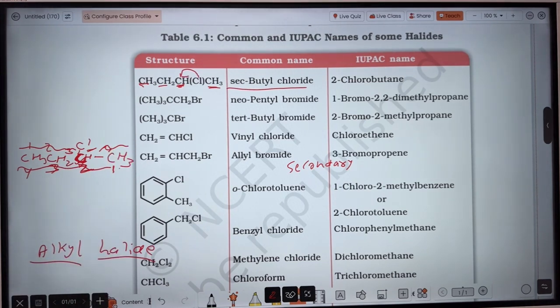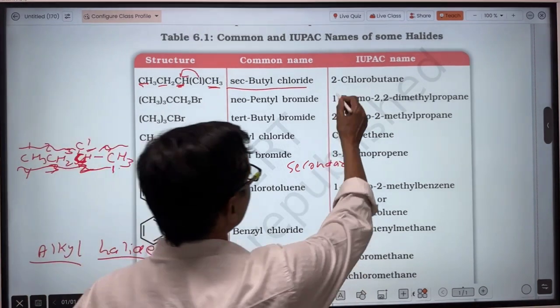Now let's see, only one substituent is in this compound, that is chloro. So at second position there is chloro. So that will be called 2-chloro, and then after that butane, so 2-chlorobutane. So 2-chlorobutane, that is it.